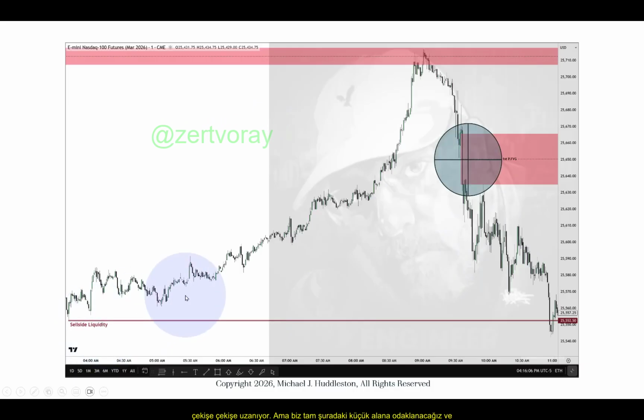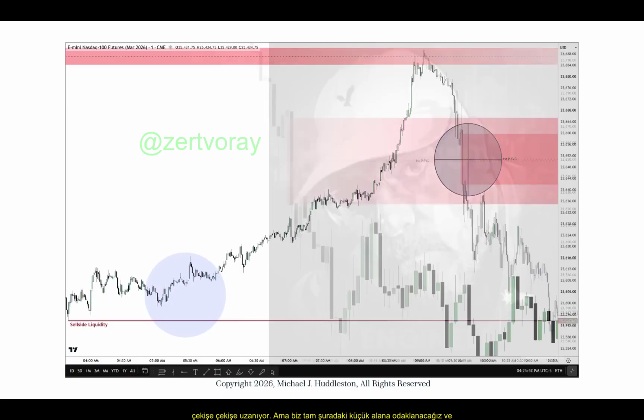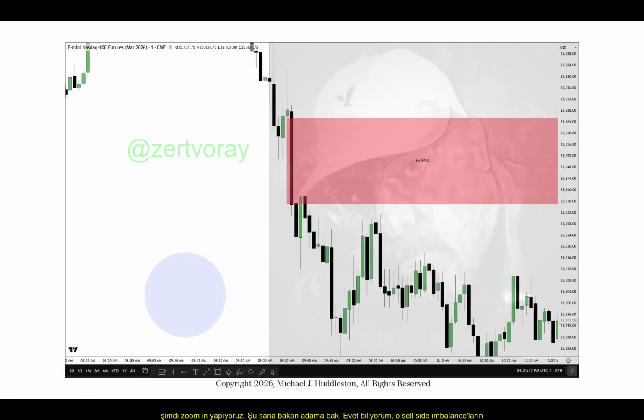So we're going to focus in on that little area right there, and we're zooming in. All right, look at this guy looking at you. Yeah, I know you got to keep your eye on him.